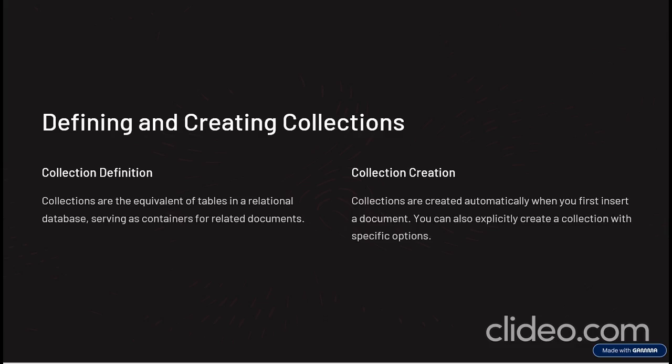Now let's talk about collections. Collections in MongoDB are a lot like tables in relational databases. They group related documents together. The cool thing about MongoDB is that collections are created automatically. The moment you insert a document, MongoDB will create a collection if it does not already exist. But if you want more control, like setting specific rules or options, you can explicitly create collections too. This gives you flexibility depending on your project needs.